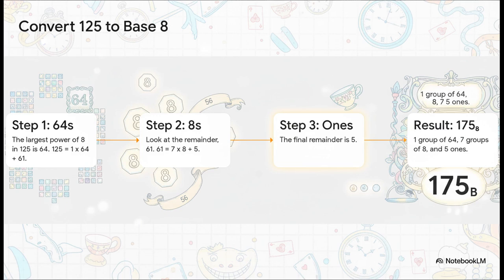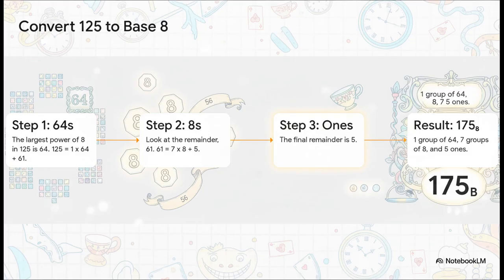First things first, what's the biggest power of 8 that can fit inside 125? That's going to be 64. Okay, how many 64s can we squeeze in there? Just 1. That leaves us with a remainder of 61. Now we just repeat the process. How many 8s can we fit into 61? Well, 7 eights is 56, and that leaves us with a final remainder of 5.